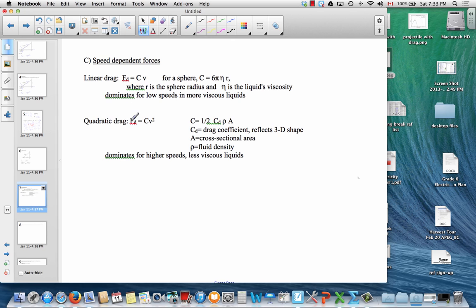If you tend to be going faster and through a less viscous liquid, like say a car traveling through the air, drag force tends to be quadratic at speed. It varies with the square of the speed.